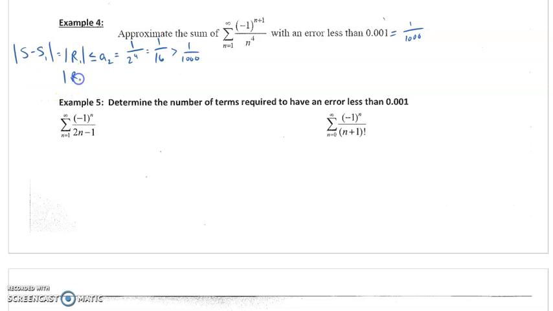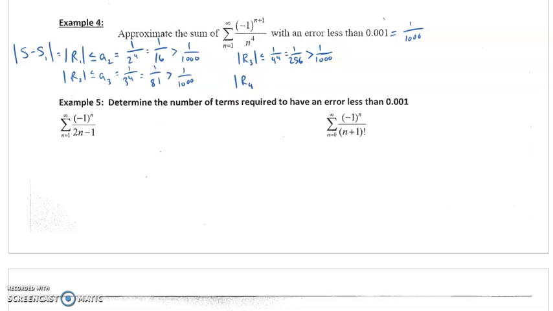So we're going to move on to r sub 2. R sub 2 is less than or equal to a sub 3, which is 1 over 3 raised to the 4th, which is 1 over 81, which again is bigger than 1 over 1,000, so that's not enough terms. There's probably a more efficient way, but we're going to try it this way. R sub 3 is guaranteed to be less than or equal to a sub 4, which is 1 over 4 to the 4th. 4 to the 4th is 256, which is still a fraction greater than 1 over 1,000, so that's still not good enough.